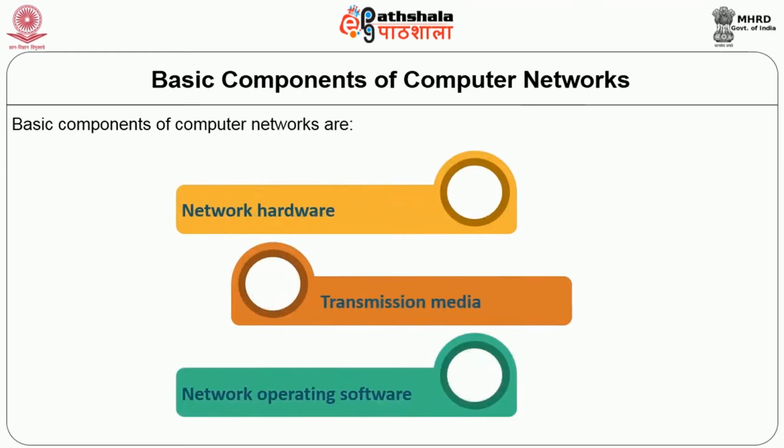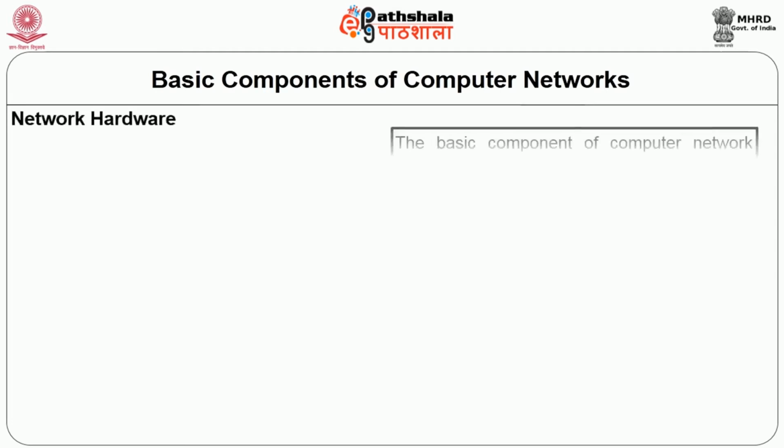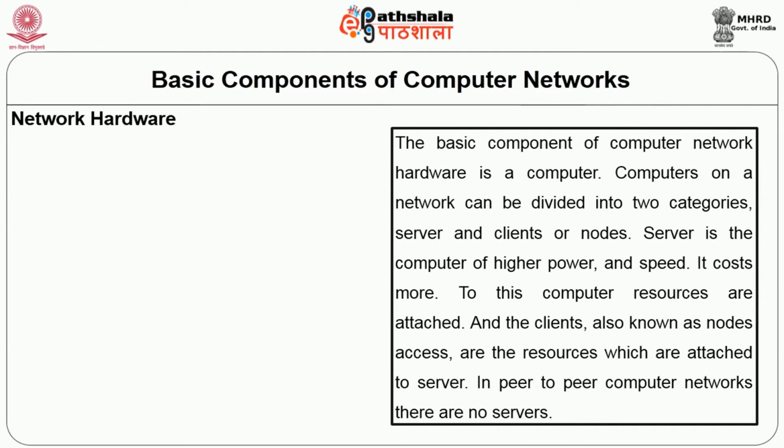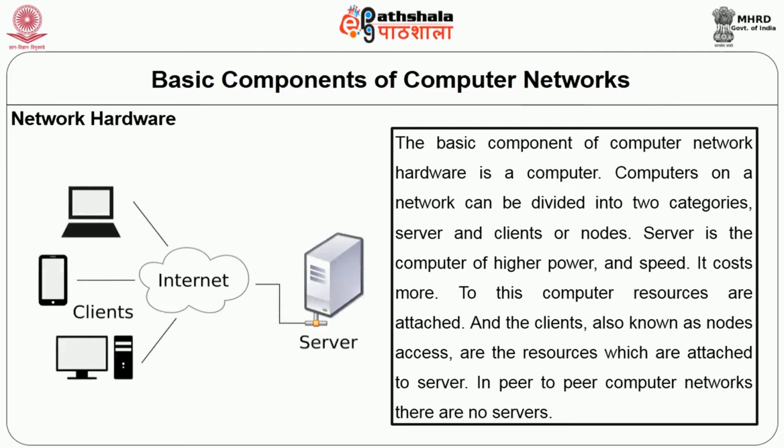Now, looking into the basic components of computer networks, they are network hardware, transmission media, and network operating software. The first one, network hardware. The basic component of computer network hardware is a computer. Computers on a network can be divided into two categories, servers and clients or nodes. Server is the computer of higher power and speed. It costs more. To this computer, resources are attached. The clients, also known as nodes, access the resources which are attached to the server. In peer-to-peer computer networks, there are no servers.